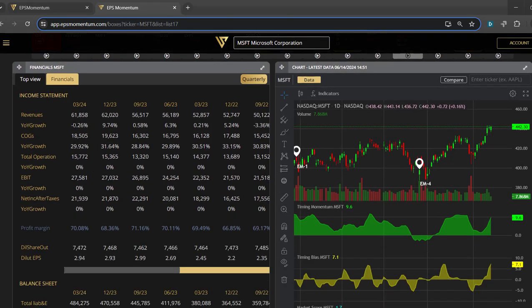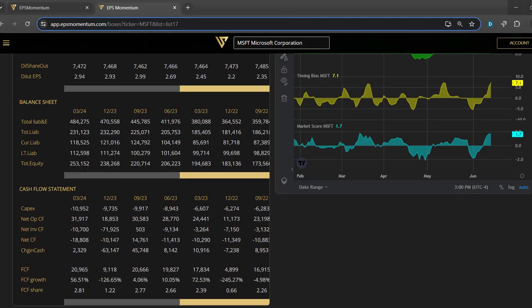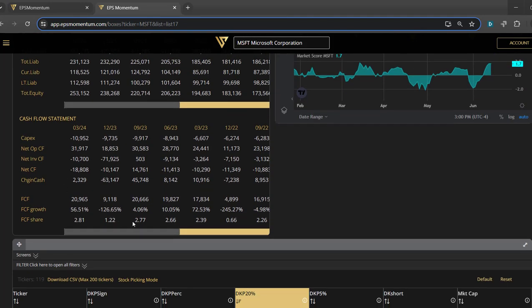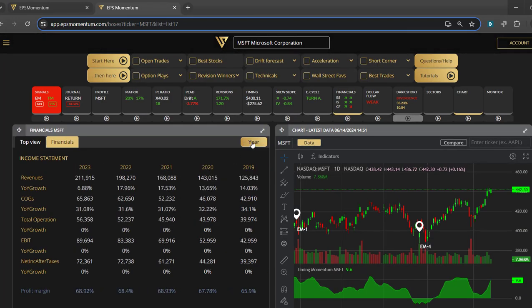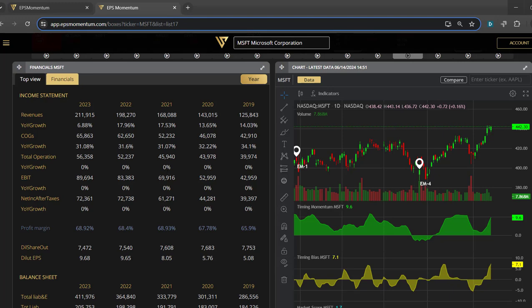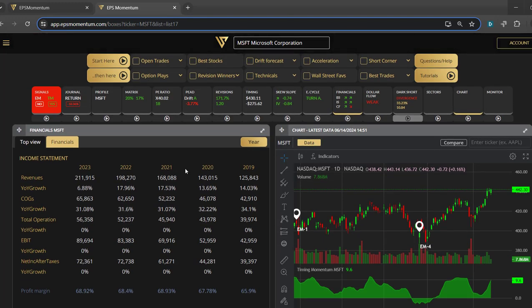So revenues, year-on-year growth, cost of goods sold, and so on. Balance sheet, cash flow summary, and free cash flow. You can go back in quarterly or yearly. You can go back 5 years, and again, for you guys who want to really dive into the details or the numbers, you can here.